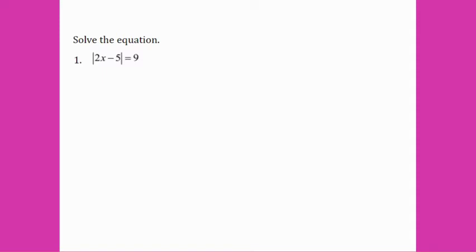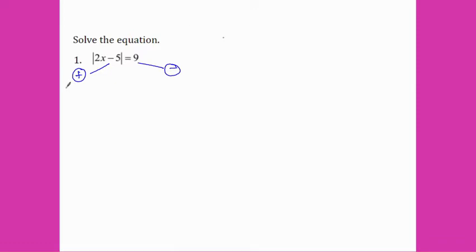So in this first example, step 1 is done for us because the absolute value is isolated. It's the only thing on the left-hand side of the equation. So we're going to go to step 2 and split the equation into two others, a positive and a negative.